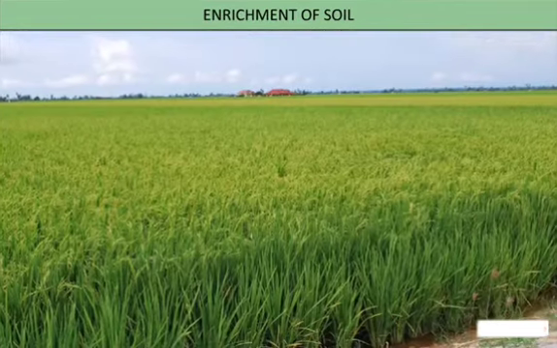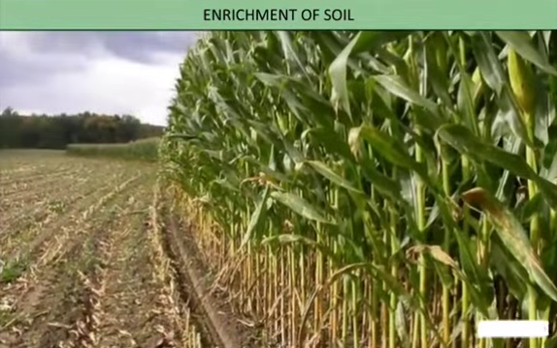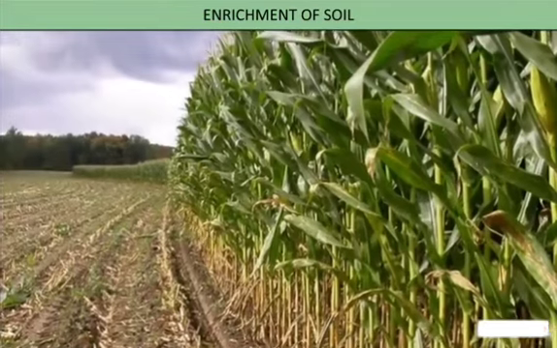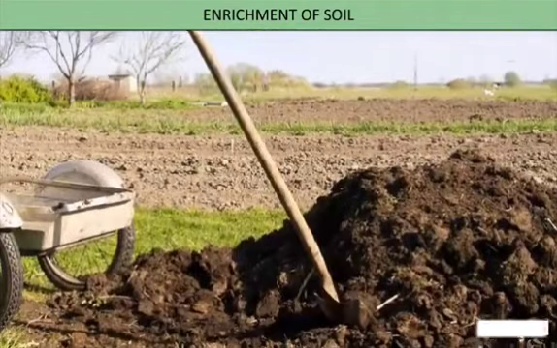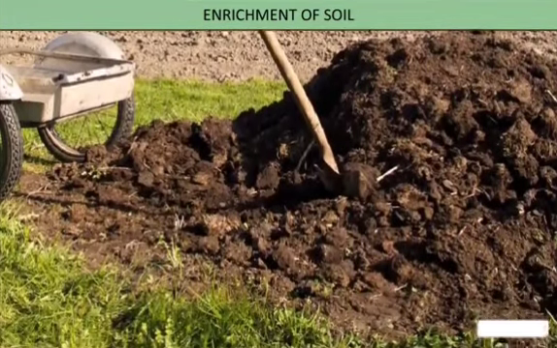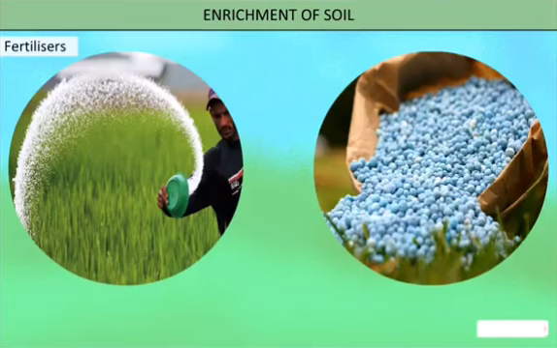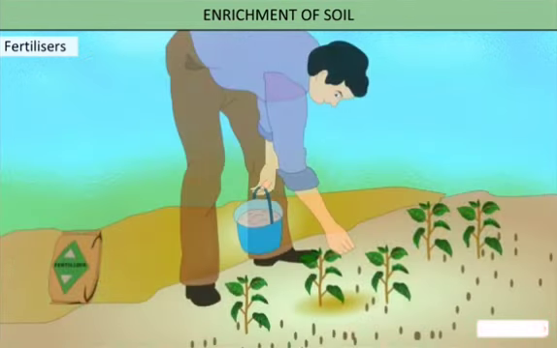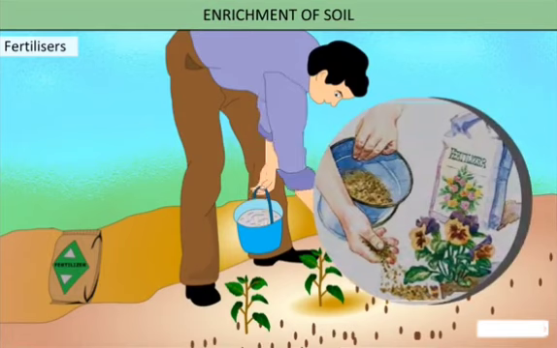Enrichment of soil. As plants grow in a particular field year after year, soil loses its fertility. This is because the nutrients present in the soil get used up. In order to maintain fertility, the soil needs to be enriched from time to time. Enrichment of soil is done by manure and fertilizers. Fertilizers are substances which improve the fertility of soil and help the plant to grow and synthesize more food.